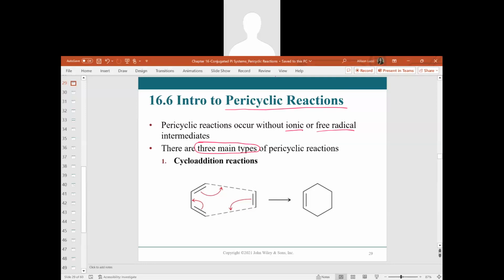The first type we'll see is what's called a cycloaddition. So we see this butadiene structure over here being added together with this structure over here. That's where the addition comes from, and we form a cyclic structure as a result. So we have this cycloaddition.